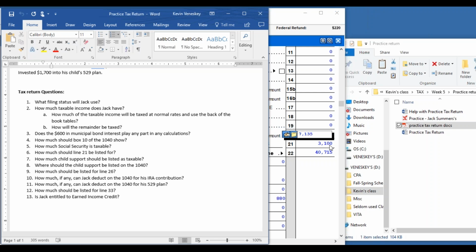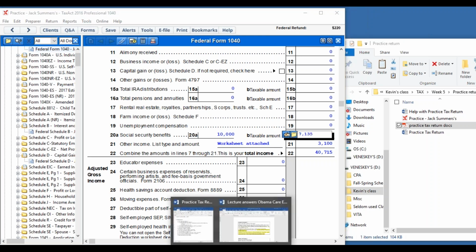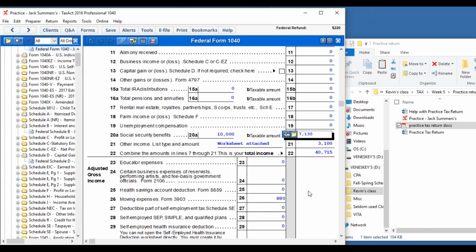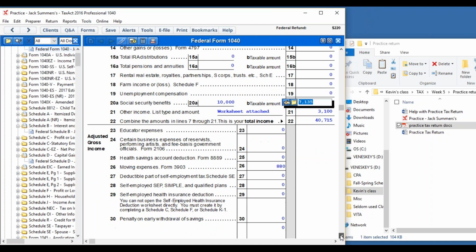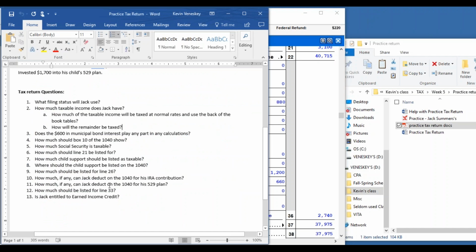How much should be listed for line 26? Line 26, your moving expenses. We can list the $880 that are allowed as a deduction, not including the food. How much can he deduct for his IRA contribution? He can deduct all of it. He did not meet any of the phase-out limits, so he gets to take the full $1,200. And the student loan interest, he can take the full $660, line 33. How much can he deduct for his 529 plan? Nothing for federal purposes. And is he entitled to earned income credit? The answer was yes.